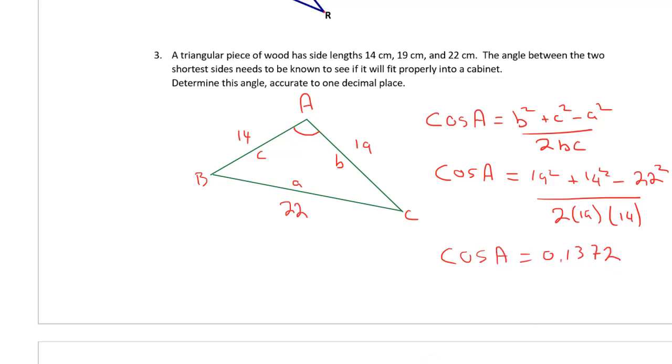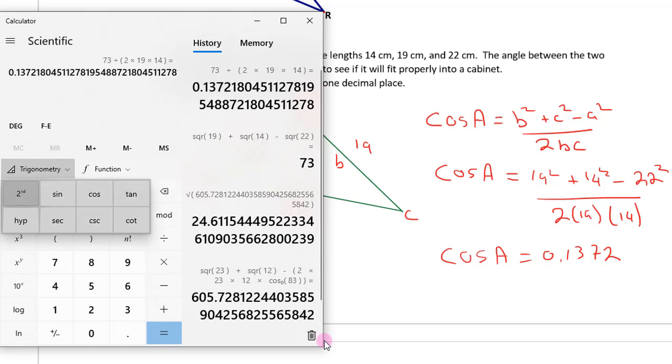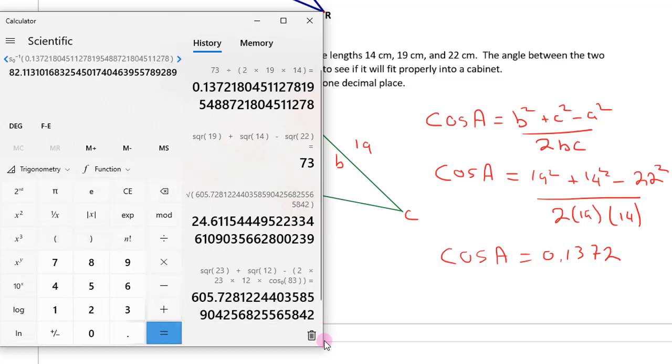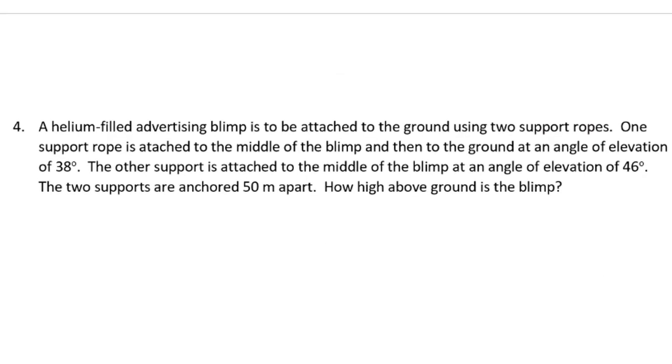0.1372. Now on my calculator, I'm going to use my cosine inverse function to calculate A. So I use the drop down, second function, cosine inverse, and now I know that angle A has got to be 82.1 degrees to 1 decimal place. All right, moving on to the next question.